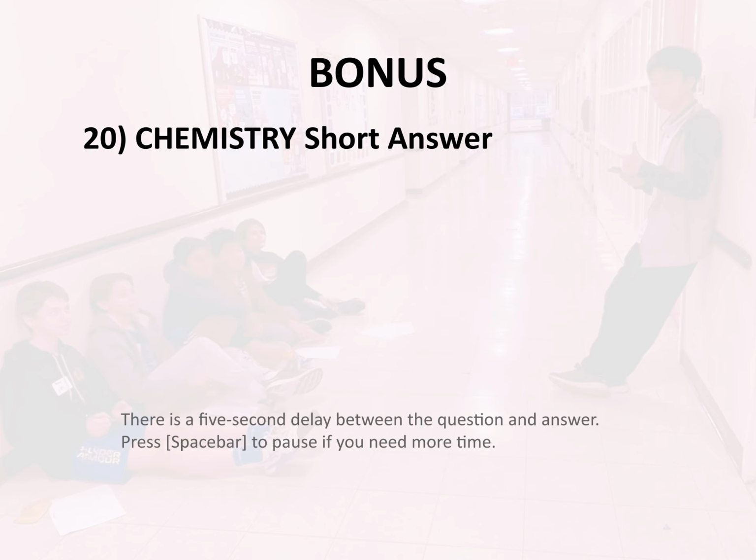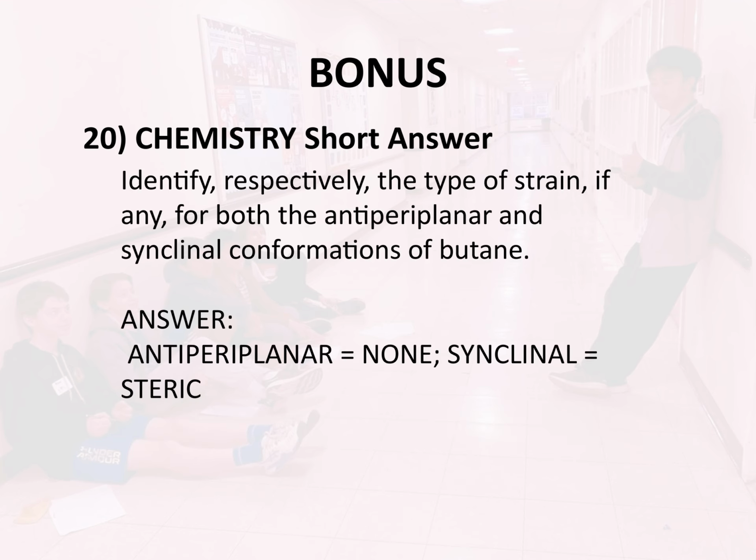Bonus, 20. Chemistry. Short answer. Identify, respectively, the type of strain, if any, for both the antiperiplanar and synclinal conformations of butane. Answer. Antiperiplanar equals none, synclinal equals steric.